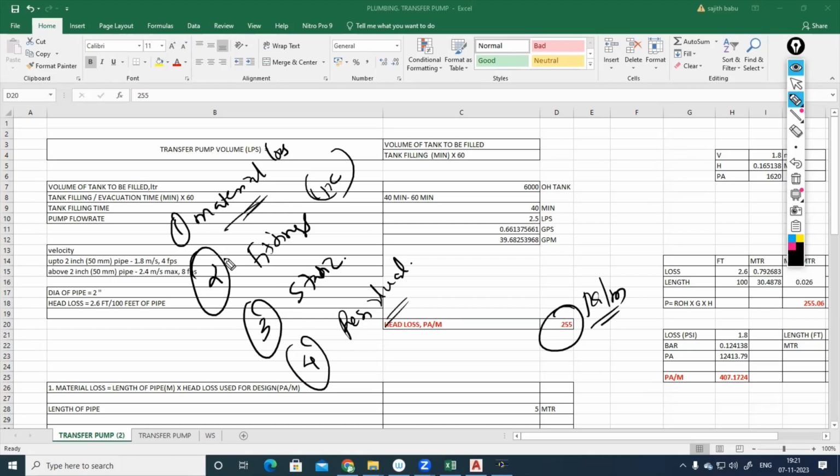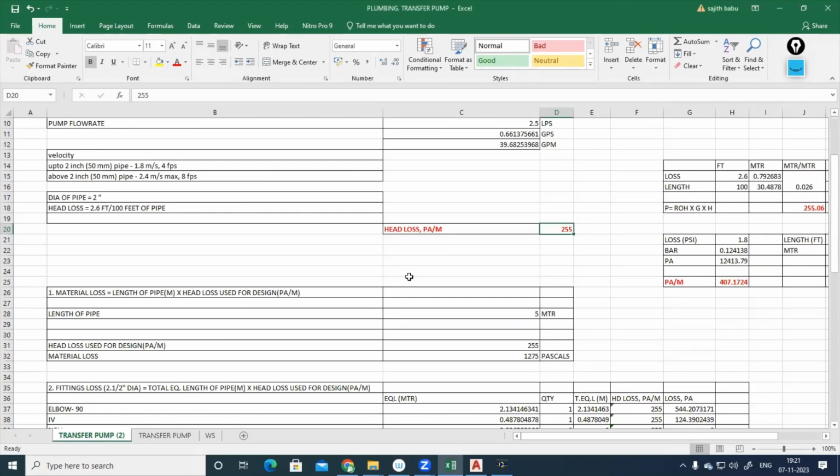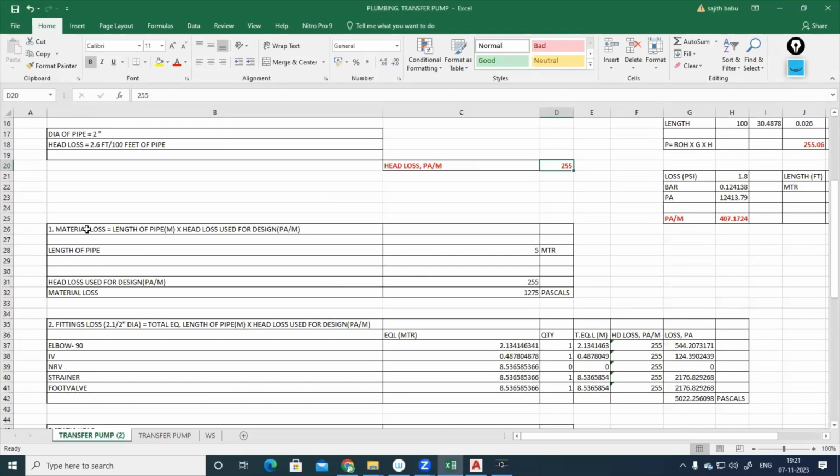Anyhow, we can start with the first one, material loss. Material loss is due to the surface roughness of the pipe material. You can calculate it using this equation: material loss is equal to length of pipe multiplied by the head loss used for design. Head loss used for design, we know, is 255 Pascal per meter. For 1 meter of pipe length, 255 Pascal of pressure drop. Like that, from suction to the delivery, how many meters can come? The length of pipe overall.